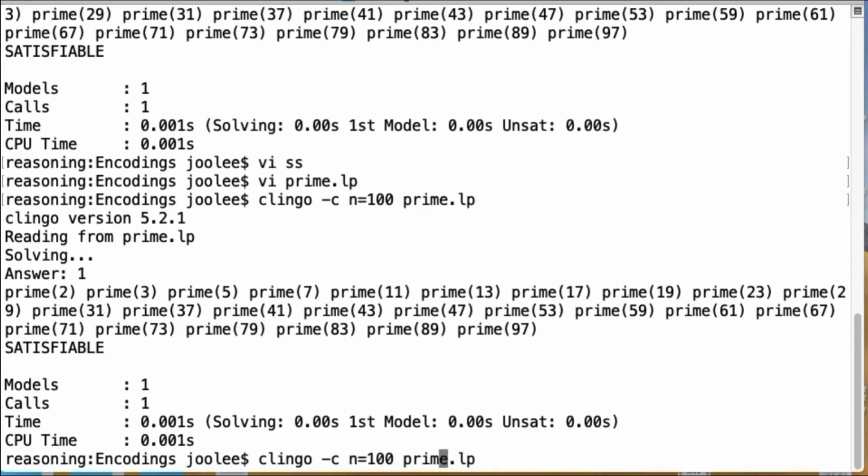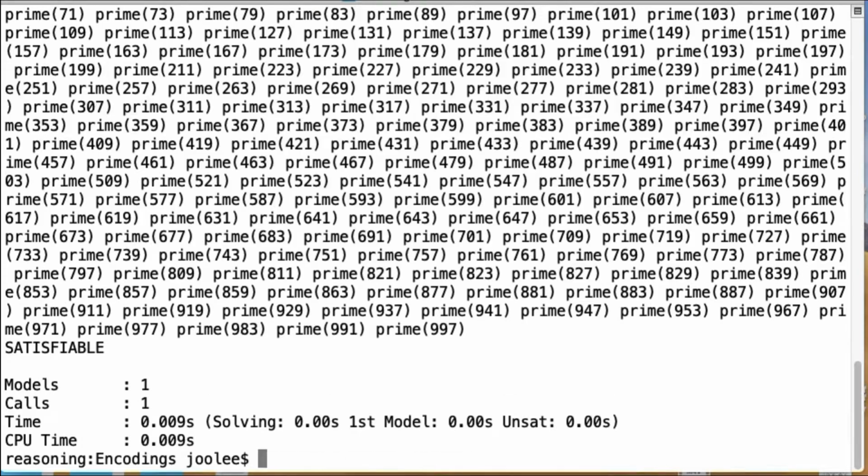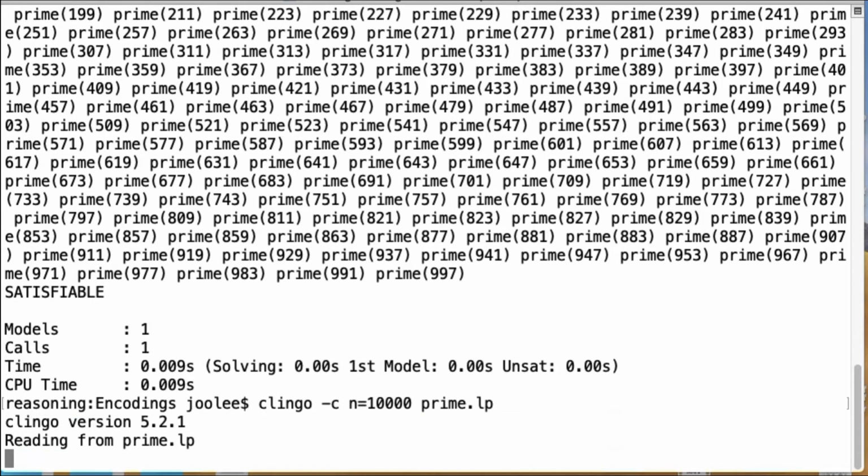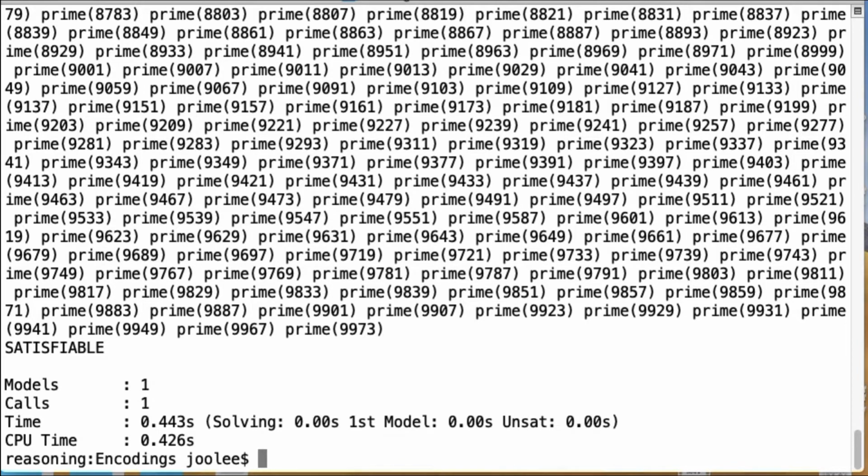Will it be much harder to compute 1,000 prime numbers? No, it takes 0.009 seconds. How about 10,000? It took a bit longer, but still 0.4 seconds. Not too much. Yeah? How would we count how many prime numbers there are? Good question. There is a count aggregate that we are going to talk about later. I can show you maybe if you're interested after the class, but that will come maybe 2 classes after. Okay? Good.